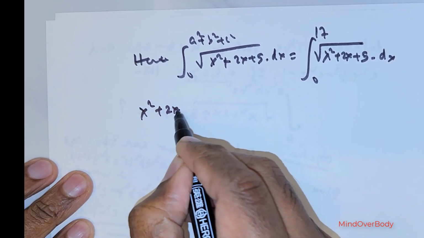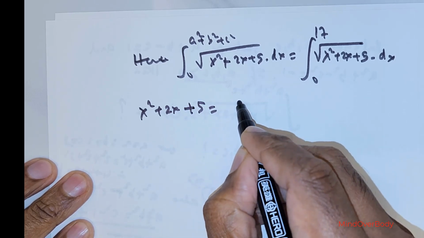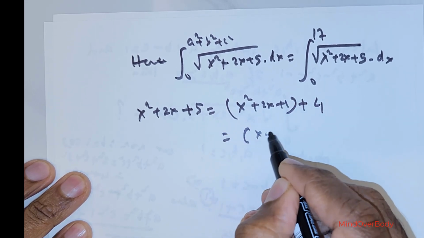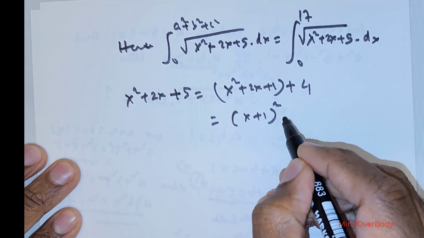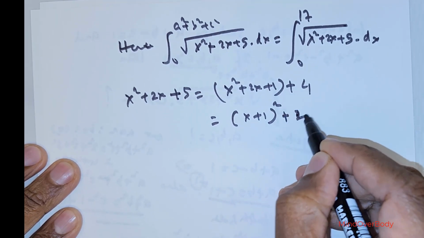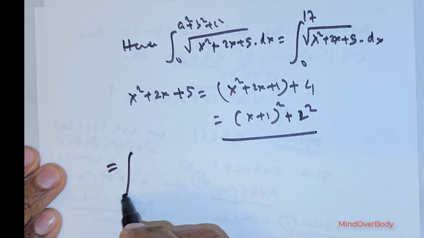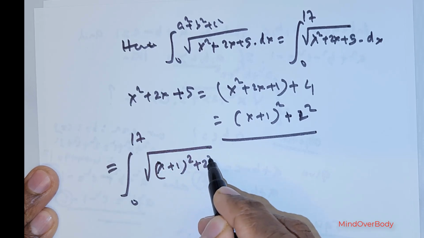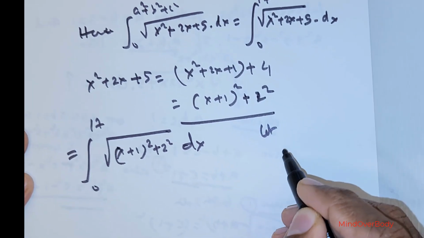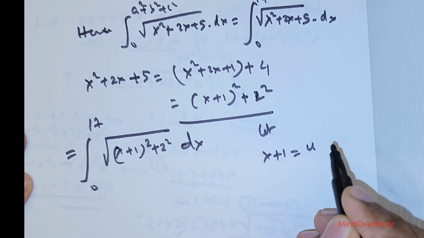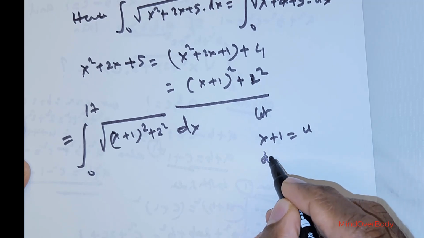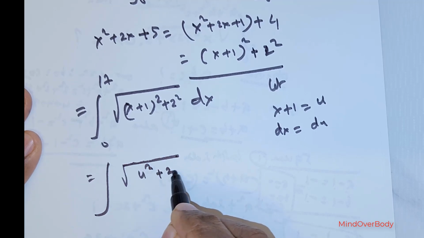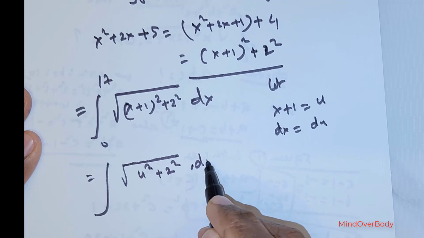Now what I wish to do is I would like to rewrite x squared plus 2x plus 5 as x squared plus 2x plus 1 plus 4. This is nothing but x plus 1 the whole squared, right? Plus 4, I'm going to rewrite it as 2 squared. So this is equal to integral 0 to 17 root of x plus 1 the whole squared plus 2 squared times dx. So let x plus 1 be equal to some u. This would give me dx is equal to du. So root of u squared plus 2 squared times du.